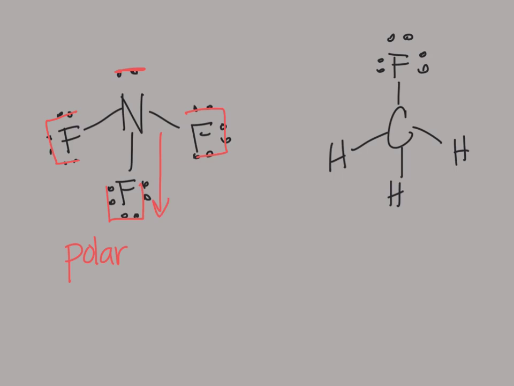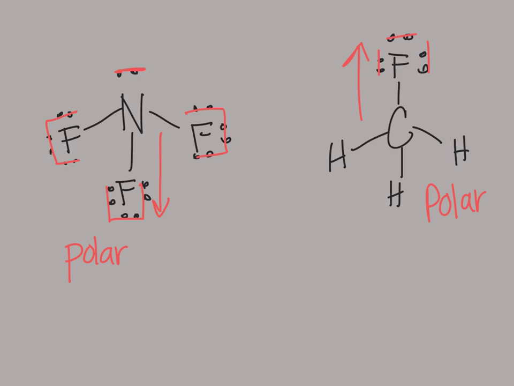If you come over here to the CH3F, you will also notice that this does not have an even distribution of electrons. The hydrogens have no exposed electrons, where this fluorine has 3 pairs or 6 electrons. So this entire molecule would pull upward, and this is also polar.